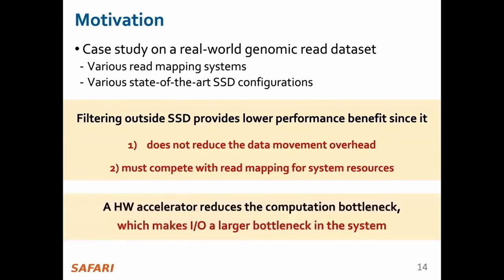And also we observe that hardware acceleration reduces the computation bottleneck, which makes the I/O actually a larger bottleneck in the system. So we have discussed several approaches that greatly reduce the performance overhead of read mapping in the previous lectures. By leveraging these advanced optimizations, we observed that since the computation overhead is becoming much smaller, it becomes even more critical to address the I/O bottlenecks because the relative overhead in the system increases.